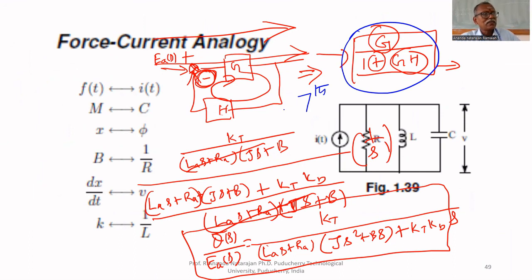That we will see in the next class. Then we will take the block diagrams and reduce the block diagram into a single transfer function. We'll see in the next class.